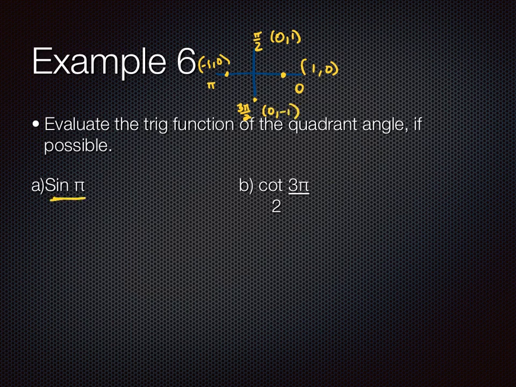So when it says the sine of pi, I'm going to where pi is, which is over here, and sine is which coordinate? The y, so this would be 0. The cotangent of 3 pi over 2, cotangent is x over y. 3 pi over 2 is down here. This would be 0 over negative 1, which is 0. So it says if possible, because if that had asked for tangent, it would be undefined. That's what the if possible means, okay? It could be undefined, and if that's the case, you literally just write undefined.